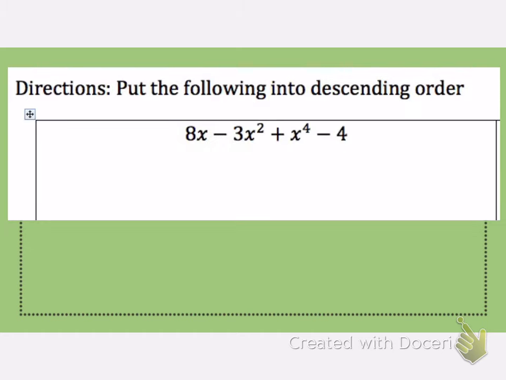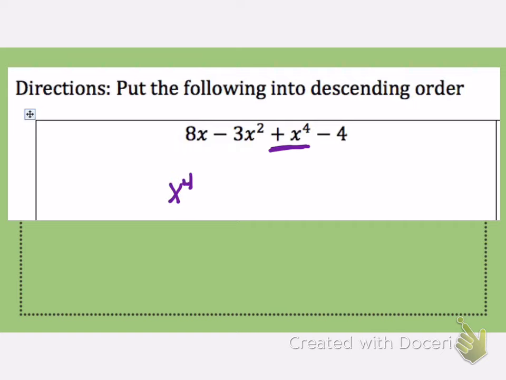So for this following one, we're going to put the polynomial into descending order. So that means we are going from the greater exponents to the lesser exponents. So we're just rearranging the terms. And so our highest or our greatest exponent is the x to the 4th. So we put that first.